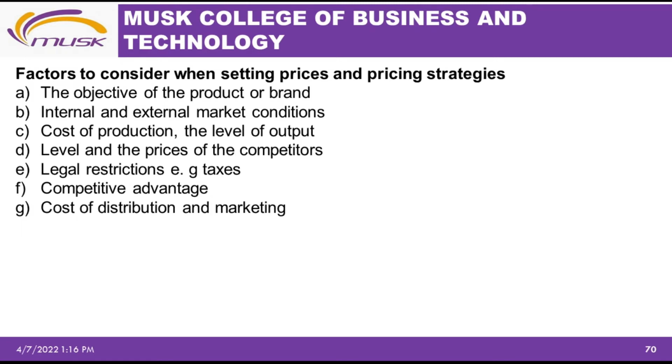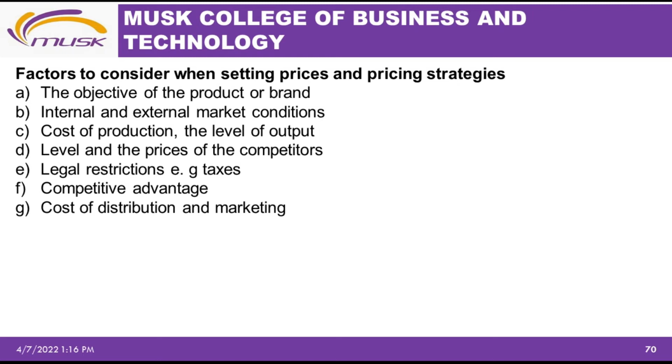When we are setting prices, we need to look at a number of things. The first one is the objective of the product or the brand, and the internal and external market conditions. The other one is the cost of production, the level of output. The other one is the level and the prices of competitors. The other one is the legal restrictions in terms of taxes.